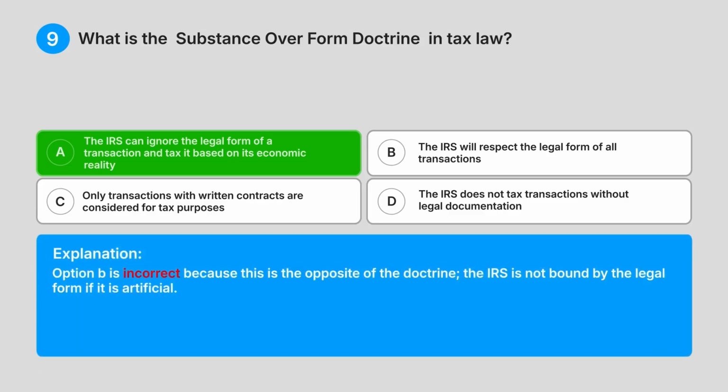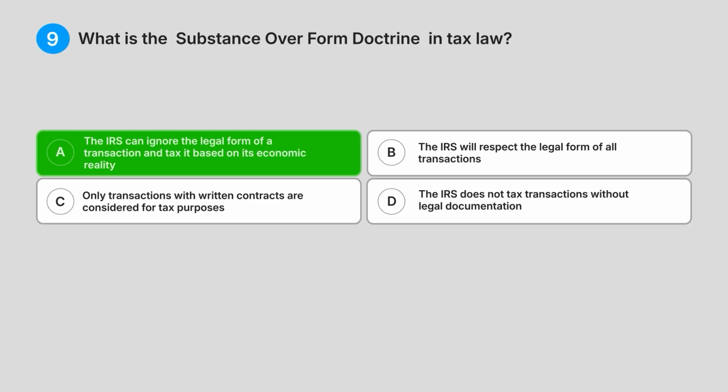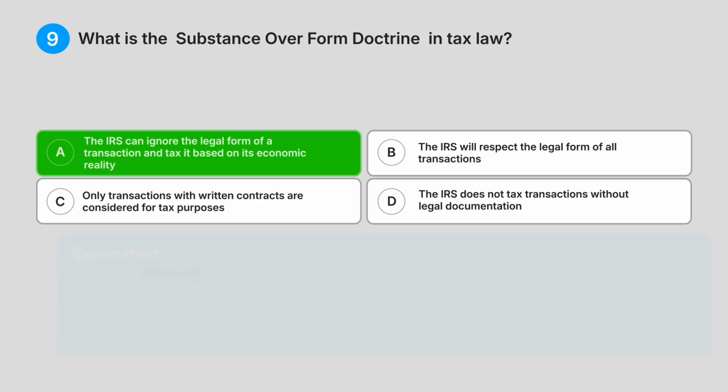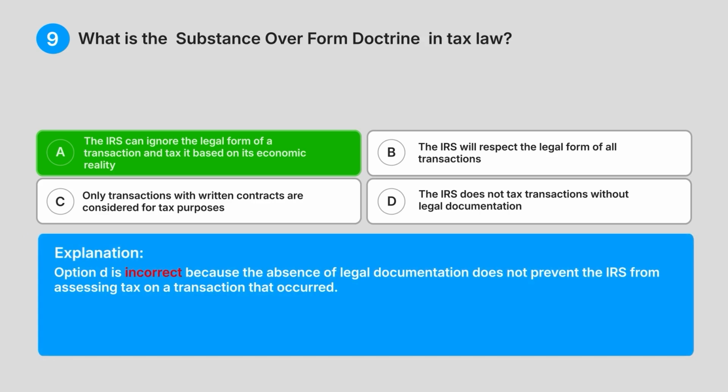Option B is incorrect because this is the opposite of the doctrine. The IRS is not bound by the legal form if it is artificial. Option C is incorrect because tax law applies to many transactions that do not have written contracts. Option D is incorrect because the absence of legal documentation does not prevent the IRS from assessing tax on a transaction that occurred.